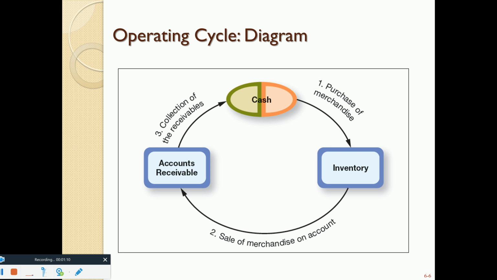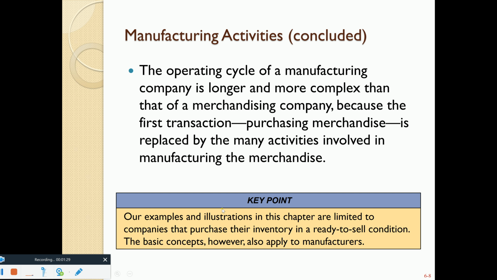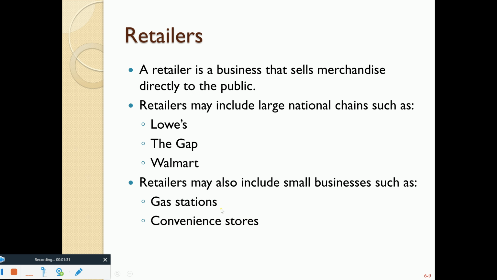The whole idea, obviously, is to sell the merchandise for a lot more than what we purchased it at. And we just do it again and again. That is the operating cycle of a merchandising company, and that's what we're going to study in this particular chapter. Okay, let's really not talk too much about manufacturers, so I'll flip over those slides.